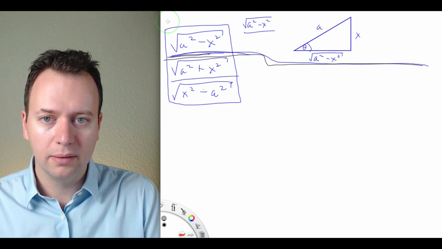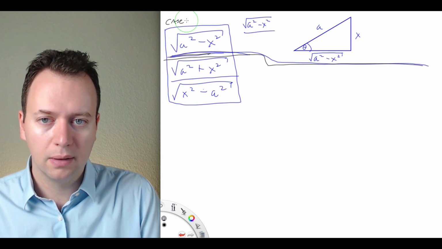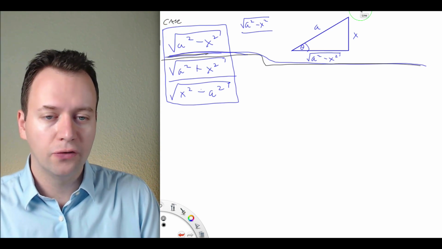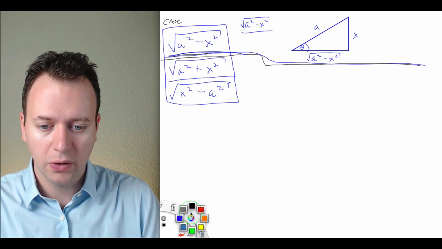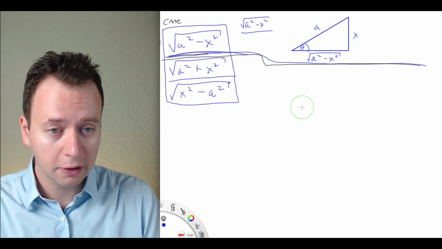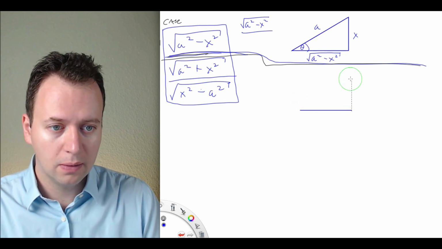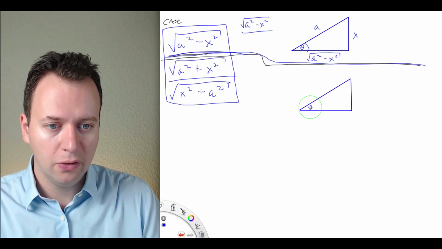For the second one, we're going to do the same song and dance again. So again, let's just draw a generic right triangle like this, and then we have our angle theta in there.